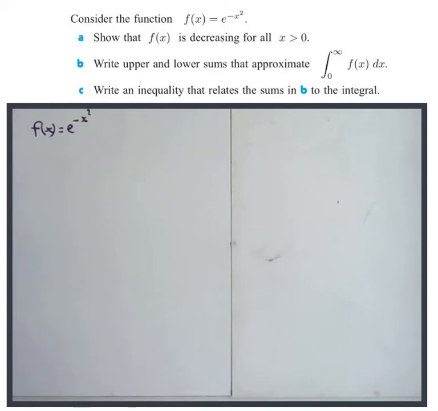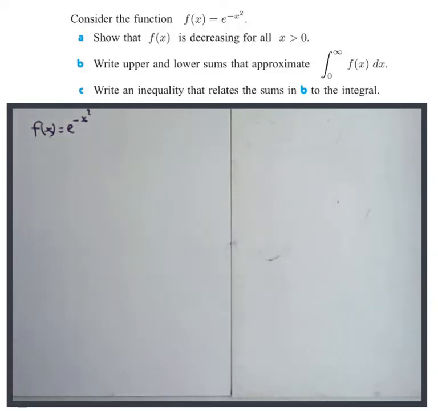So we're going to create a series, an infinite series. We're actually going to have two, one that gives an overestimate and one that gives an underestimate of the improper integral. And then we're going to write an inequality that relates the sums to the integral. So we're going to trap the true integral in between the upper and lower sums.